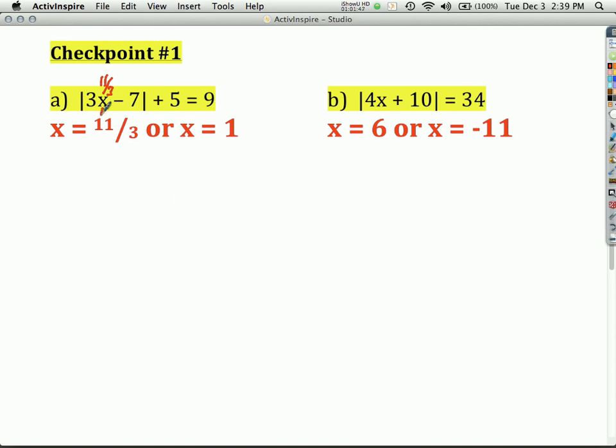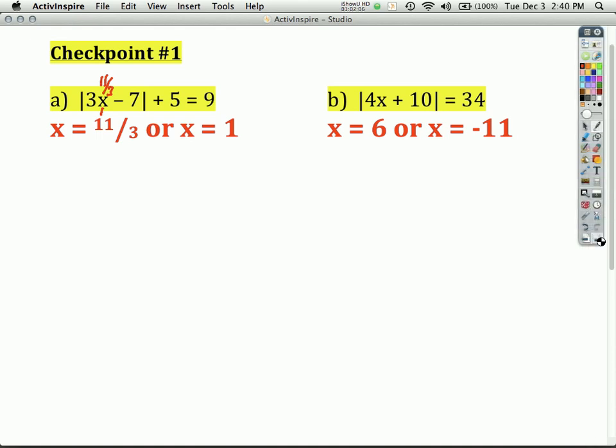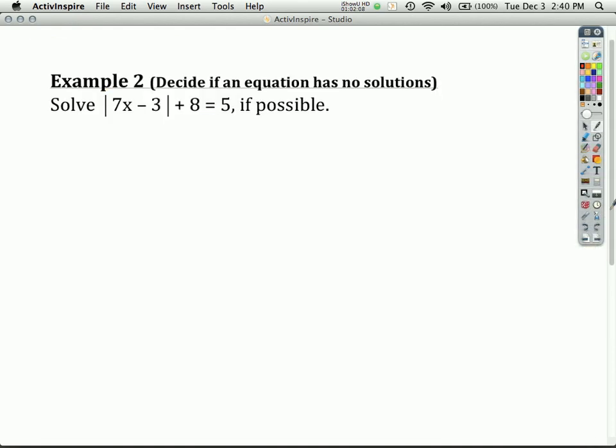Plug in a 1. 3 times 1 is 3. 3 minus 7 is negative 4. The absolute value of negative 4 is 4. 4 plus 5 is 9. Other comments, questions? Okay. Example 2.